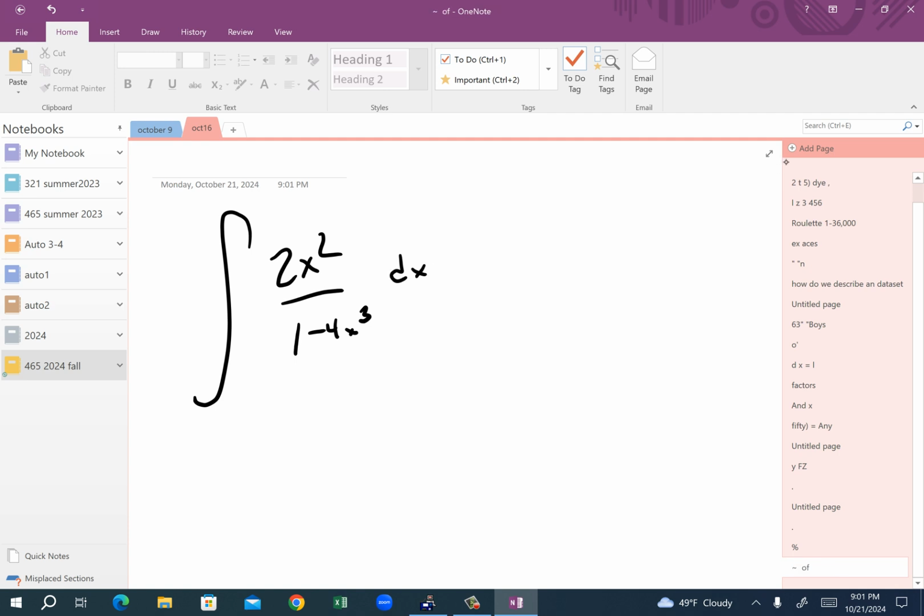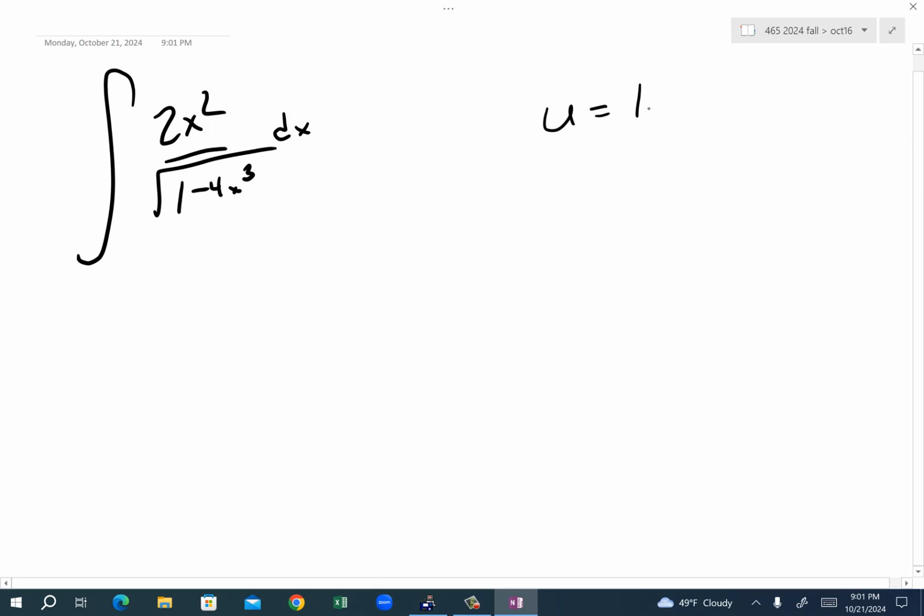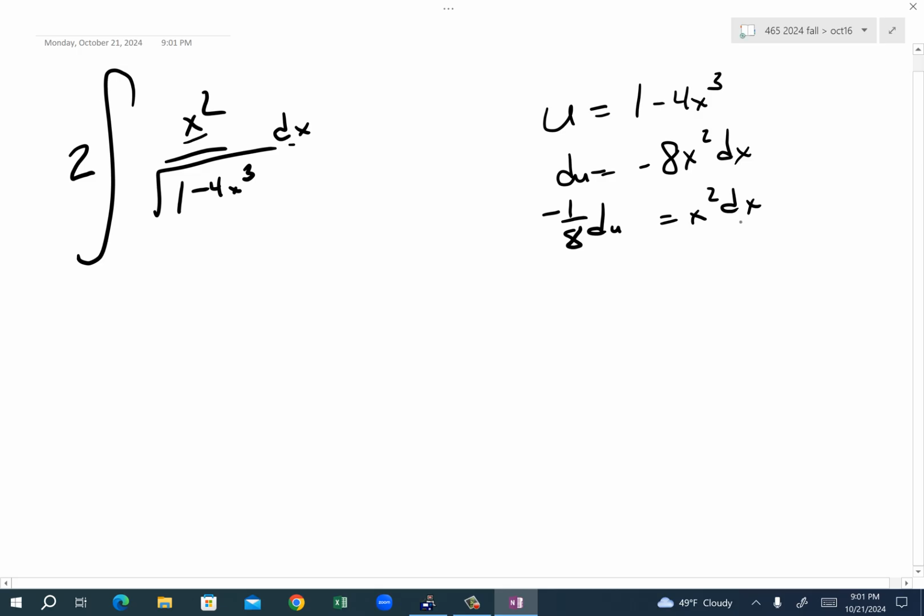So for the substitution, and that's the square root, of course, on the bottom, you're looking for the function that's inside the function. That's typically where we start. So let's say u equals this fella, then du would be negative 8x squared dx. Well, I've got a 2x squared. So you can do this a couple of different ways. What I normally do is I just put the 2 out front. So you're like, oh, I've got an x squared dx. I've almost got that. So a negative eighth of a du is equal to x squared dx.